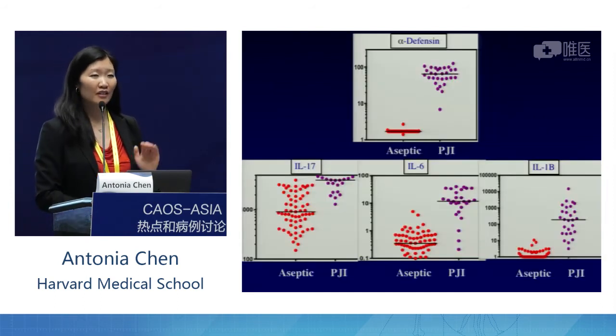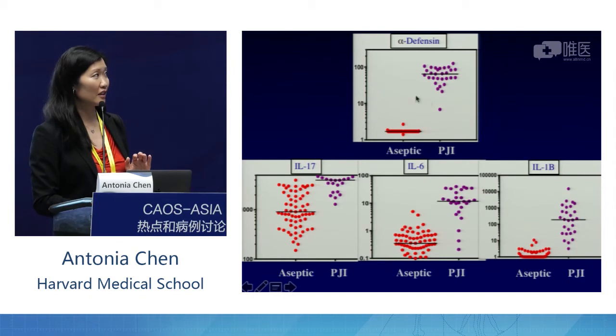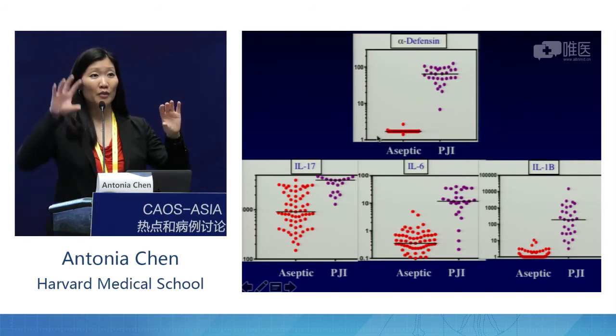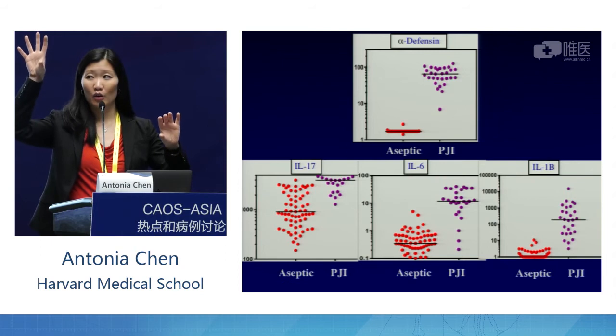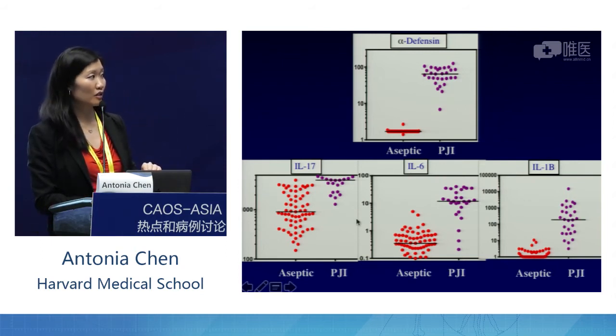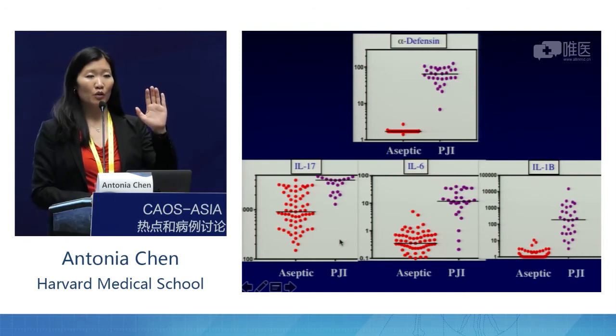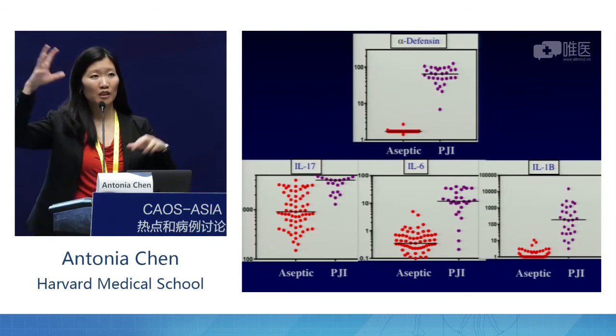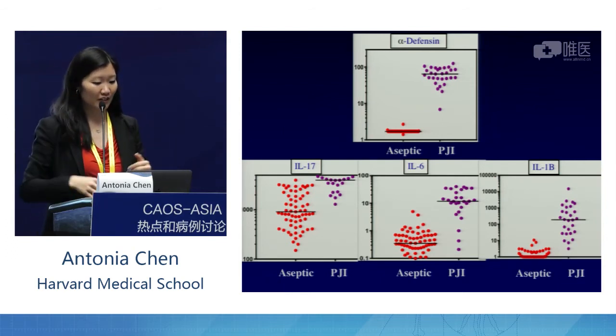When compared against a lot of other cytokines that exist, you can see alpha defensin here on the very top. The benefit here is you can see those who are aseptic or not infected is a very big difference from those who are septic or infected. Now compare these to the interleukins, where the aseptic or non-infected and the PJI overlap a lot, which is not good. The more separated you are, the better it is.